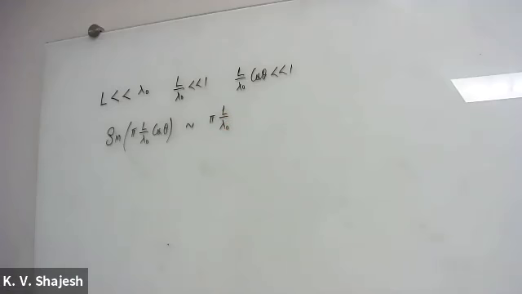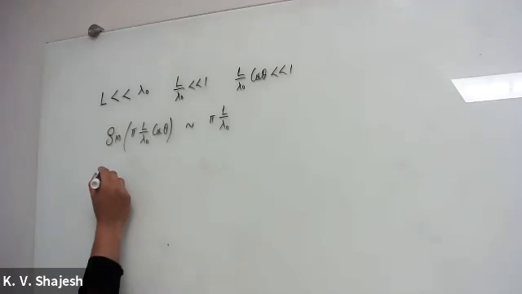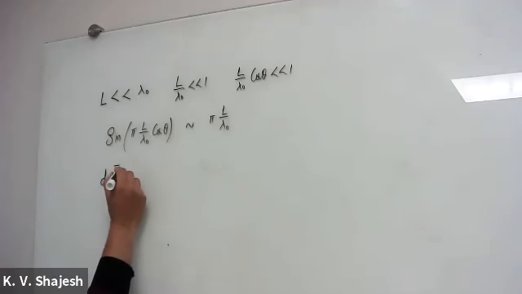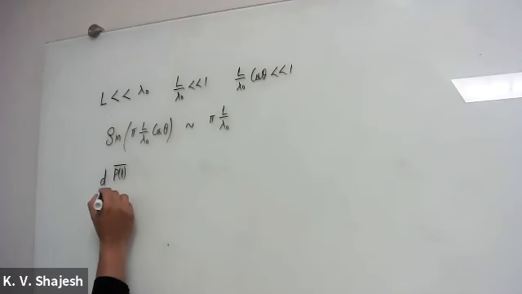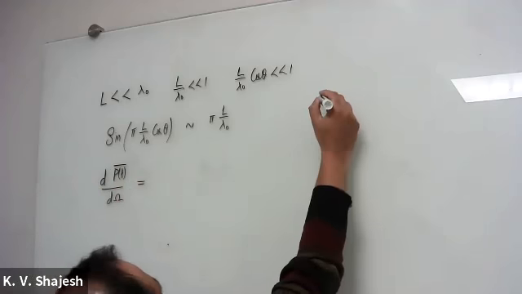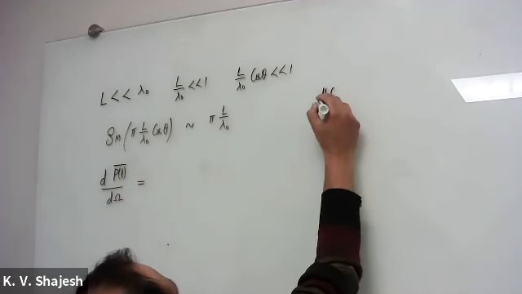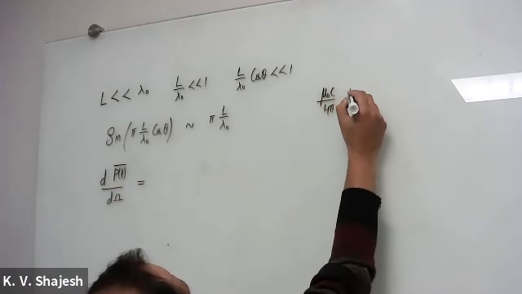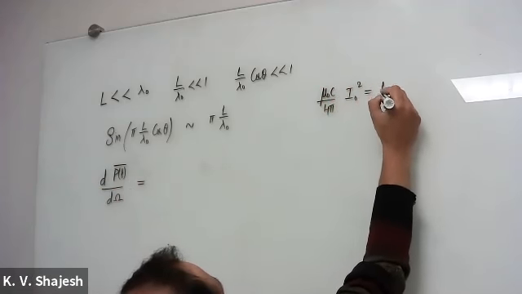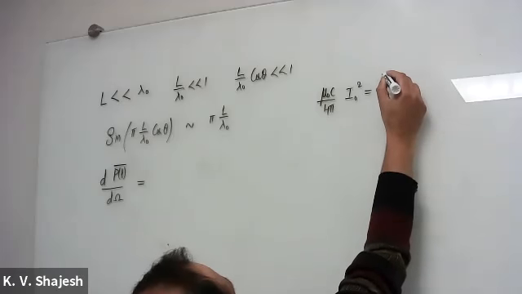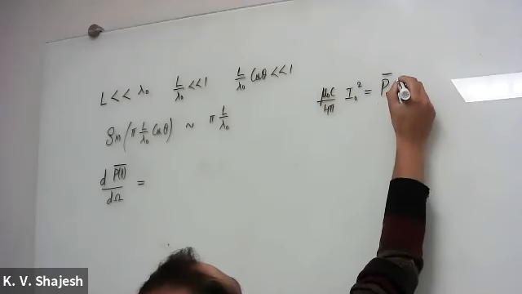So that's your extreme limit, and in that case, the average power radiated over a solid angle is simply, let me define mu naught c over 4 pi times I naught square as simply an amplitude of the average power, P naught.